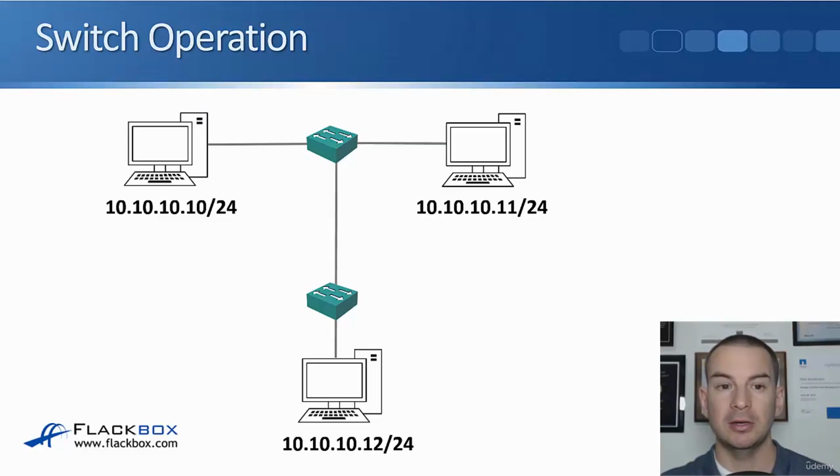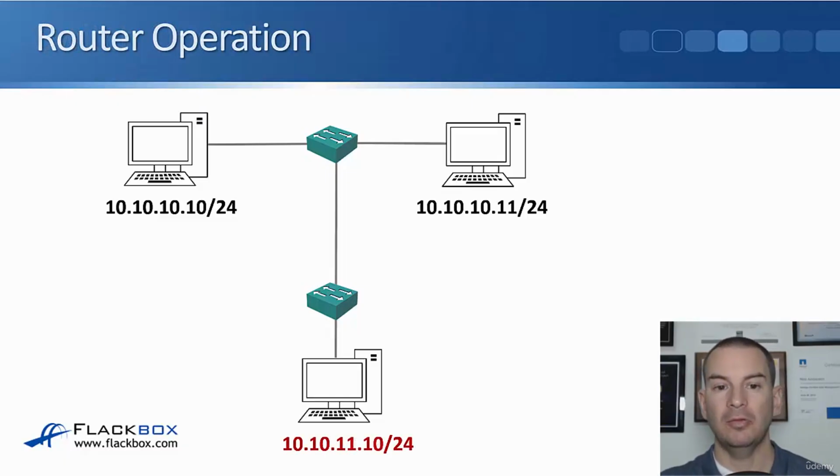Okay, moving on, let's have a quick recap of switch operation. In the diagram here, you can see we've got a building with a couple of switches in there. All our hosts are on the 10.10.10.0/24 network. When that's the case, they can all communicate with each other through our switches. When they're all on the same IP subnet, there's no need to have a router there. But if one of those hosts had the IP address 10.10.11.10/24, it's now on a different IP subnet, and it's not going to be able to communicate with the other hosts on the 10.10.10 network if we only have switches there.